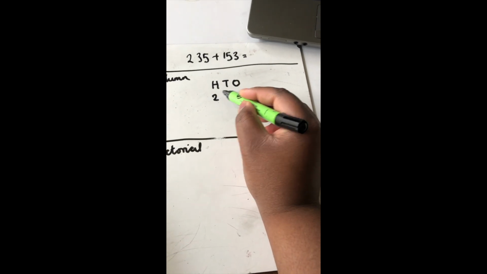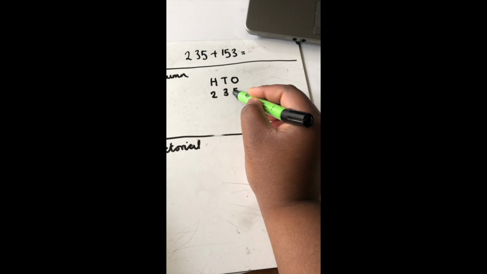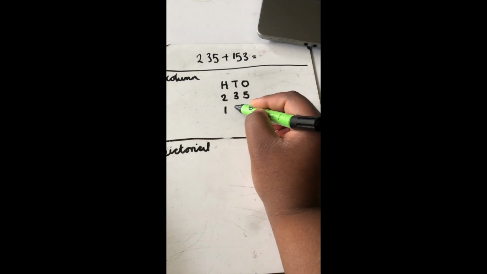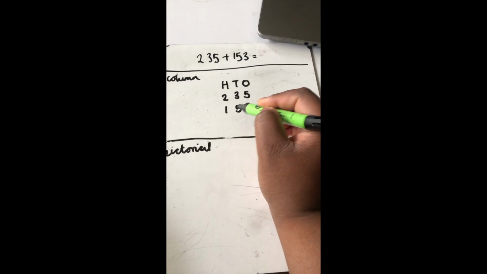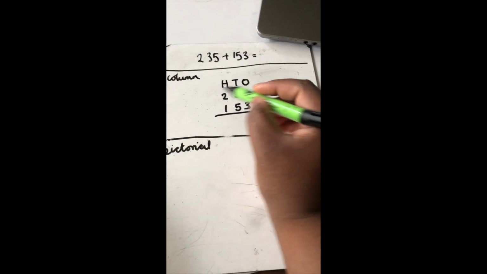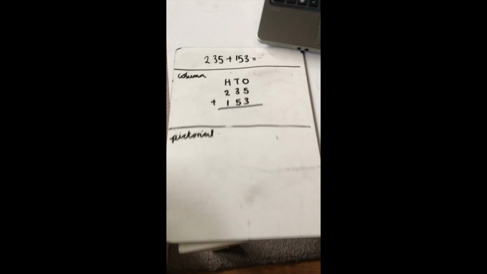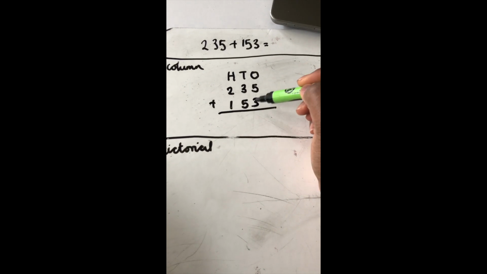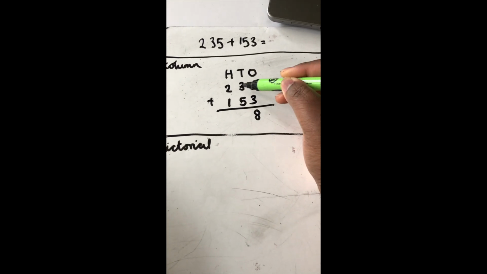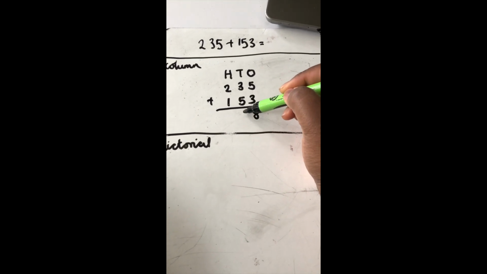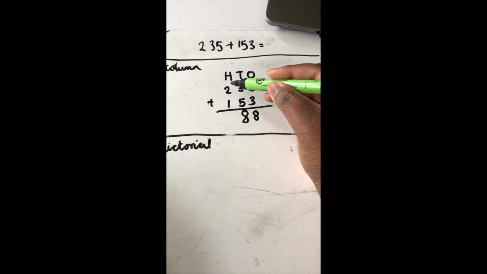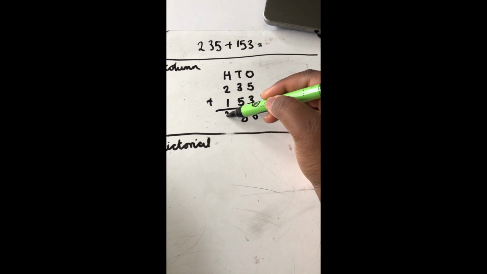So 235 and then 153. When we're adding, we always make sure that we start at the ones. So 5 add 3 is 8. 30 add 50 is 80. And then 200 add 100 equals 300.